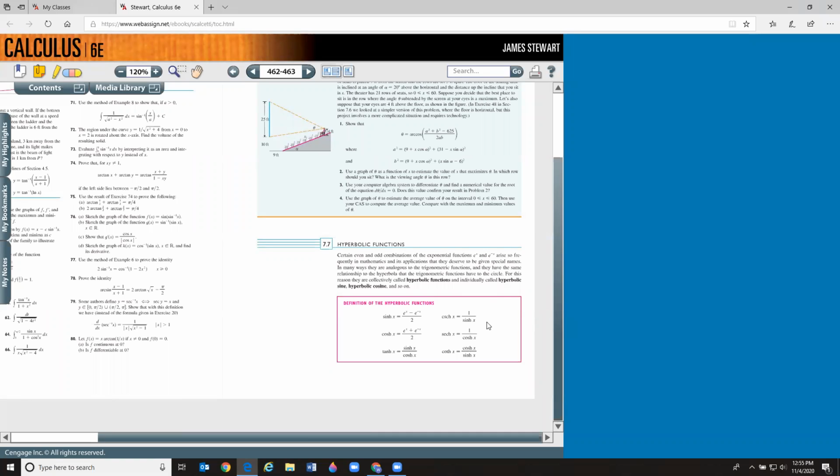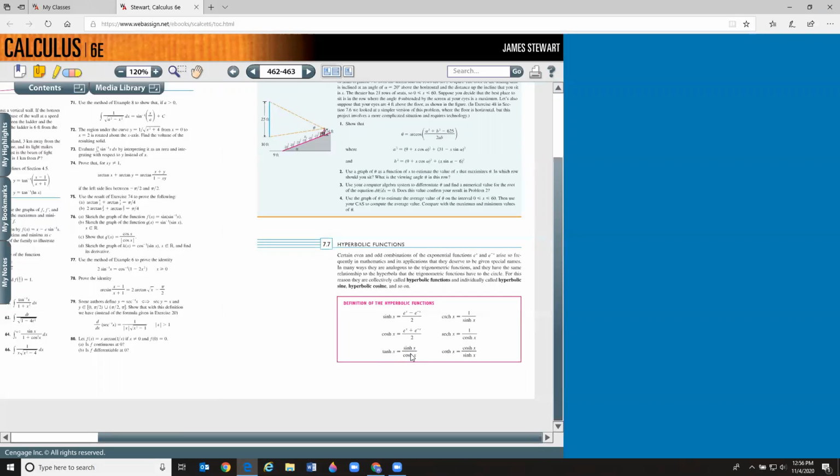All right, so your hyperbolic trig functions, here are your definitions. First of all, the hyperbolic sine is e to the x minus e to the negative x over 2. The hyperbolic cosine is e to the x plus e to the negative x over 2. And what you're going to find is that these things are going to closely, but not exactly, mimic your other trig identities. For example, your hyperbolic tangent is hyperbolic sine over hyperbolic cosine.